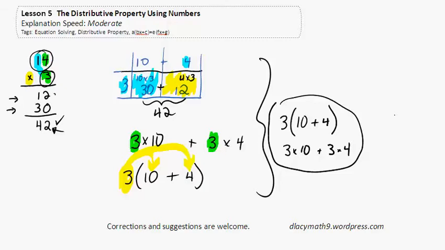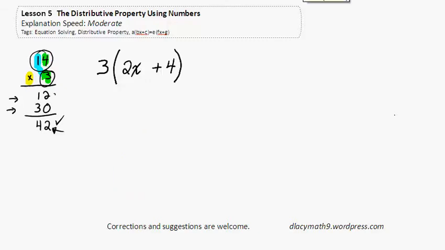Why is this important? Why are we even doing this? Because I want you to answer the following. Here's a different combination of symbols. I have 2x plus 4, and I want to multiply that whole thing by 3. Now in the case of 14, I was able to just add the 10 and the 4. I could say, well, it's just 14. But we cannot add the 2x plus 4 together. They're not like terms. But I can use the distributive property to help me out.